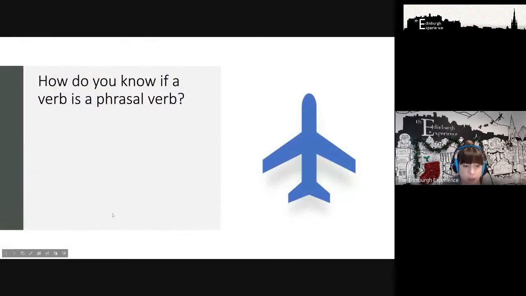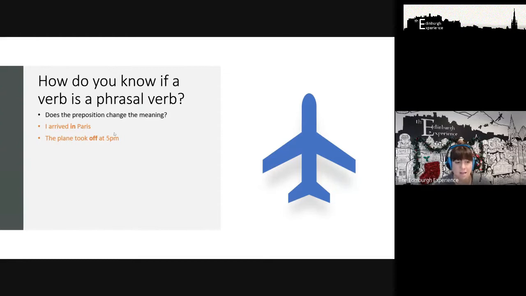So the first thing to talk about that sometimes people get confused is how do you actually know if a verb is a phrasal verb? There's quite a good little trick for this. It basically is you have to think about whether the preposition after the verb changes the meaning of the infinitive of the verb. Okay, that's what you need to think about. So what I mean by that is, if I say these two examples, I arrived in Paris and the plane took off at 5 p.m.